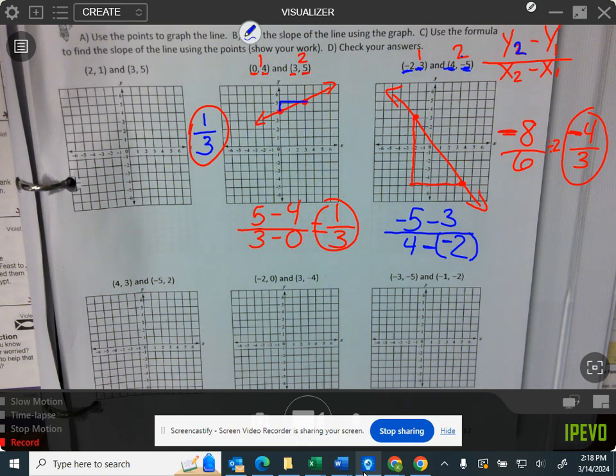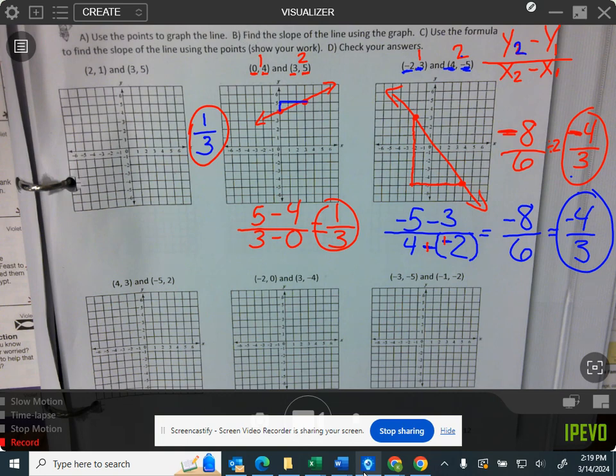So -5 minus 3 gives me a -8. 4 minus -2. When we subtract a negative, we are adding our positive. So 4 minus -2 is actually 4 plus 2, which is 6. I need to simplify it, and I get that -4/3. Same slope.